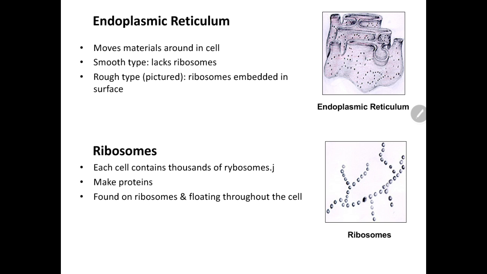Endoplasmic reticulum. Moves materials around in cell. Smooth type lacks ribosomes. Rough type has ribosomes embedded in surface. Ribosomes. Each cell contains thousands of ribosomes. Make proteins found on ribosomes and floating through the cell.